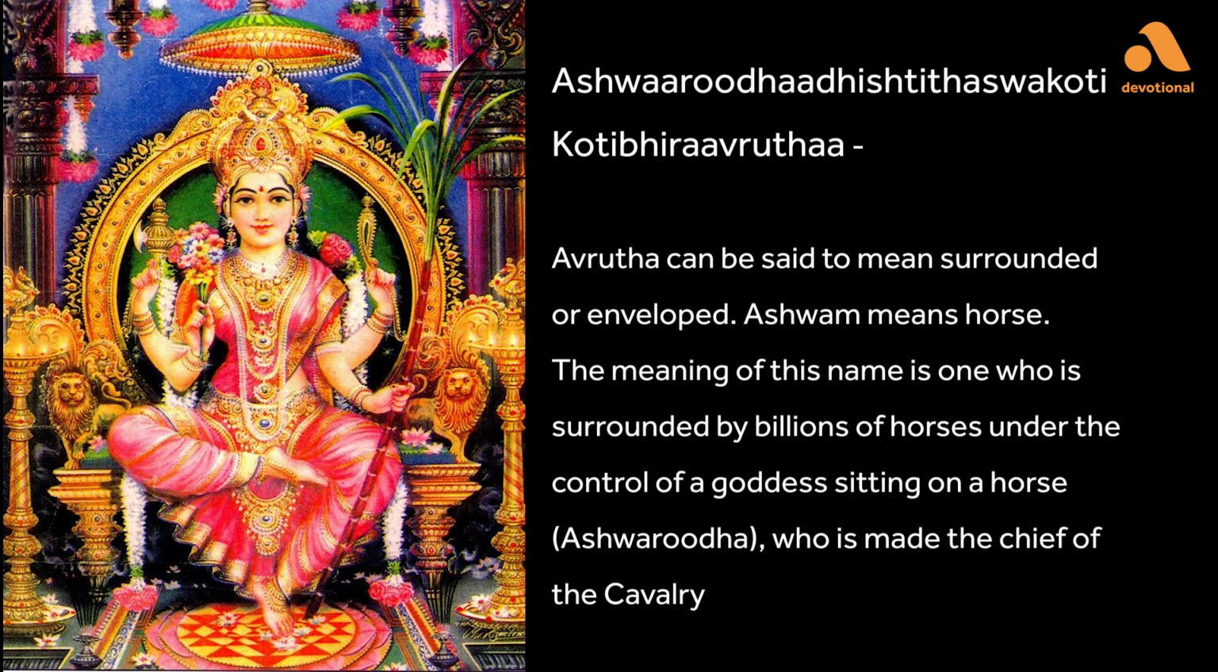Ashwarudhadhishthita Ashwa Kodi Kodibhiravrita. Avrita can be said to mean surrounded or enveloped. Ashwam means horse. The meaning of this name is one who is surrounded by billions of horses under the control of a goddess sitting on a horse, that is Ashwarudha, who is made the chief of the cavalry.